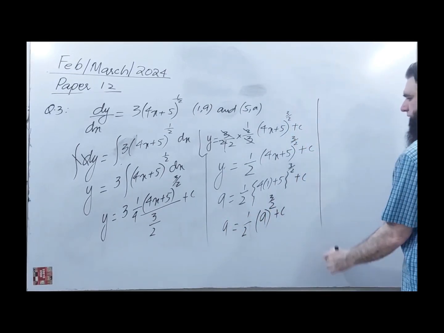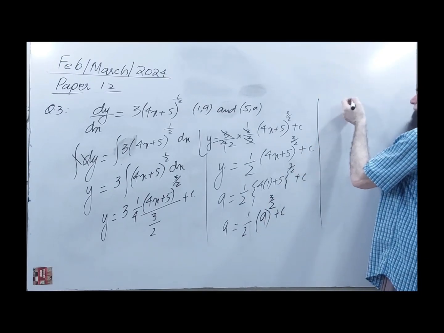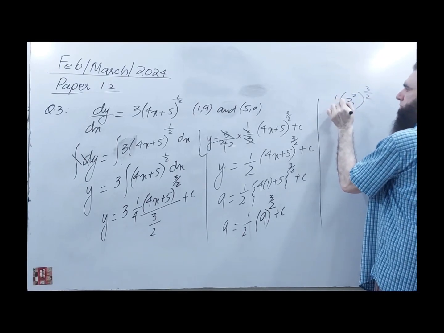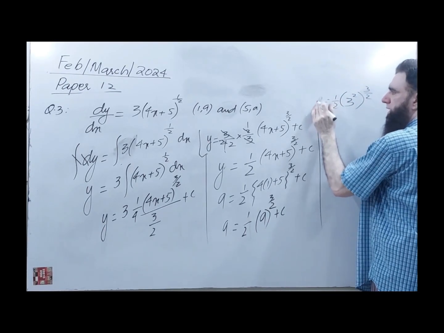A little bit of calculation will give you this: 9 becomes 3 squared. Although you can do it directly, I'm just doing it to explain the point. This is 1 by 2 of... y is 9.